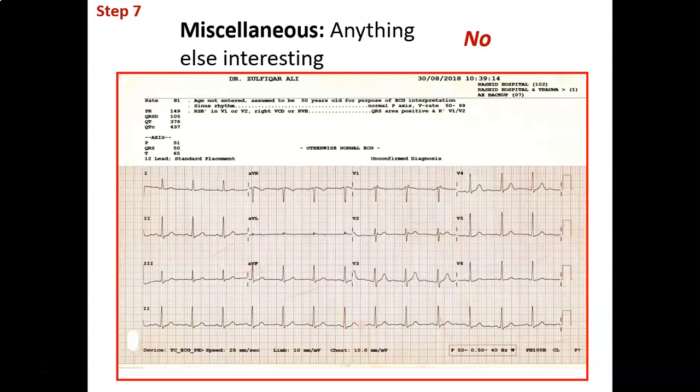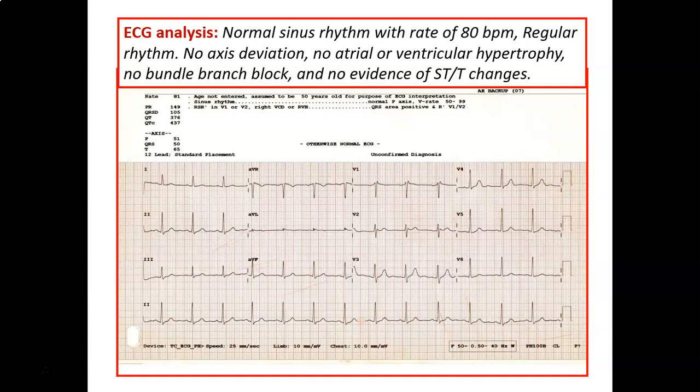So how are you going to read this ECG? This ECG shows normal sinus rhythm with a rate of 80 beats per minute, a regular rhythm, no axis deviation, no atrial or ventricular hypertrophy, no bundle branch block, and no evidence of ST changes. So my interpretation is this is a normal ECG.